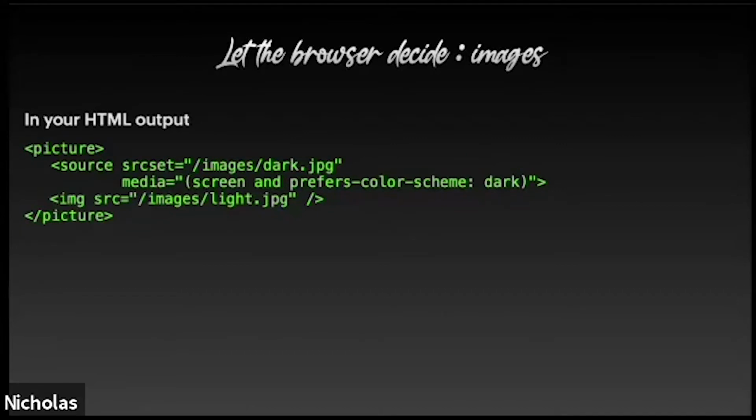You probably already know the picture element, which allows the browser to load alternative images, for example, based on the browser window size. You can also use the same thing to present a different image for light mode and dark mode using the same media query that we saw before that we can use to load a different CSS file: media screen and prefers-color-scheme dark. So by default, you load the light image. If the site displays in dark mode, you load the dark image. That's great for swapping logos.